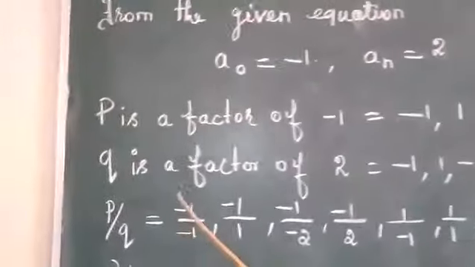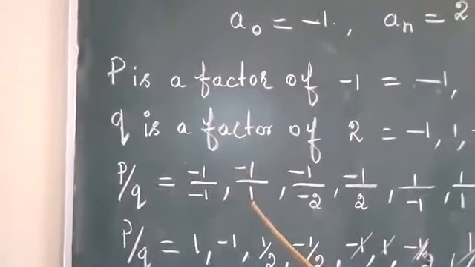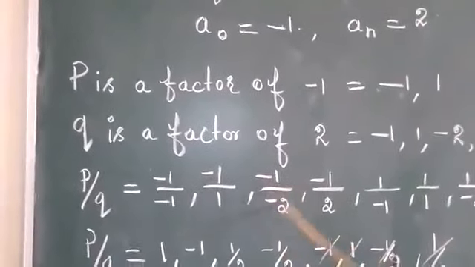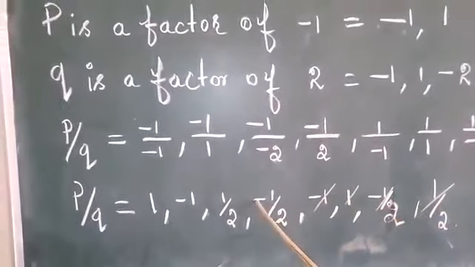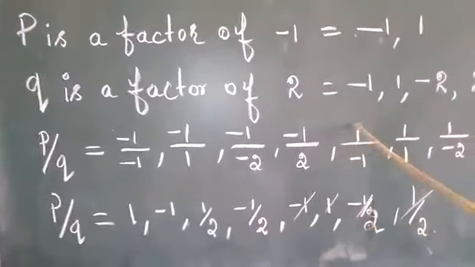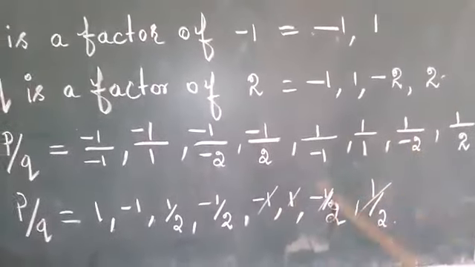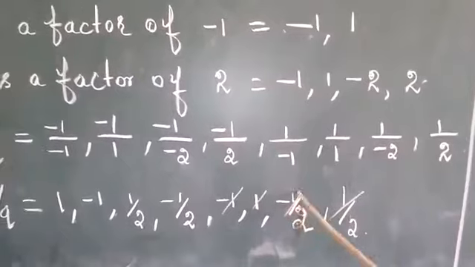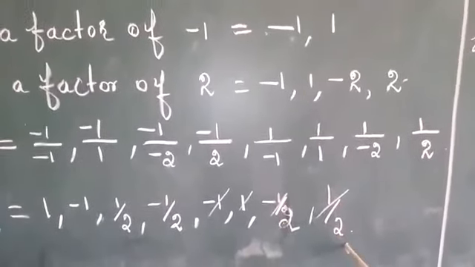If you divide minus 1 by minus 1, we will get plus 1. Minus 1 divided by 1 is minus 1. Minus 1 divided by minus 2 is 1 by 2. Minus 1 divided by 2 is minus 1 by 2. 1 divided by minus 1 is minus 1. 1 divided by 1 is 1. 1 divided by minus 2 is minus 1 by 2. And 1 divided by 2 is 1 by 2.